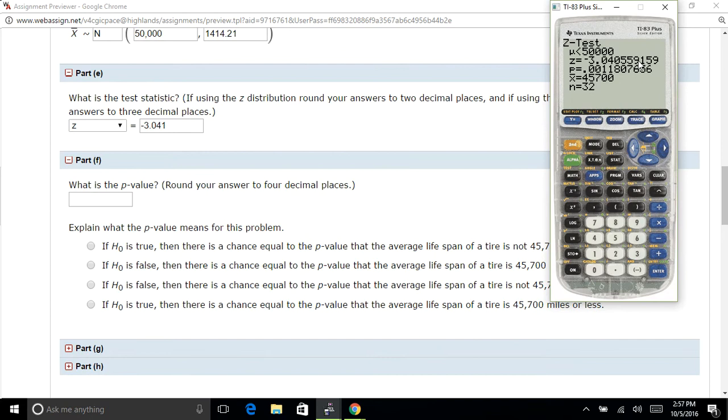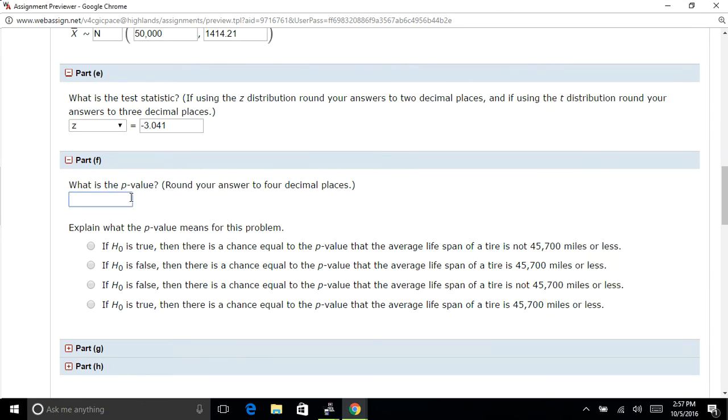Now my p-value, I need 4 decimal places, and it's 0.00118. So that's going to make that 0.0012. So over here, I'm going to do 0.0012.